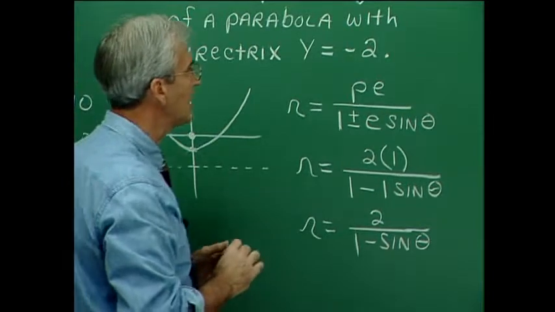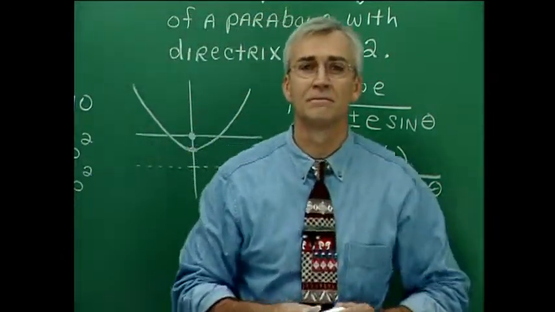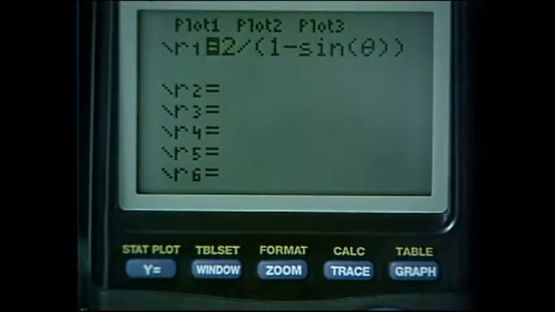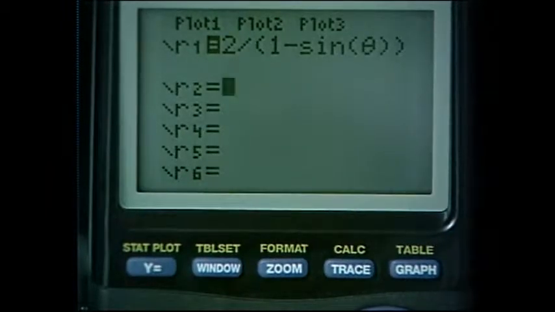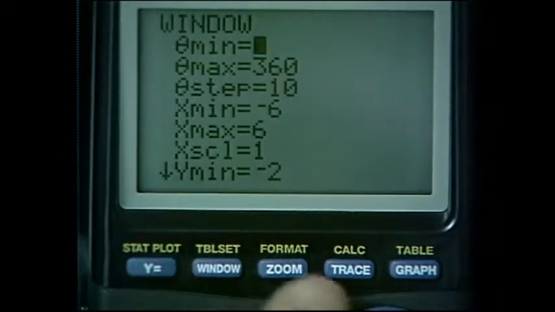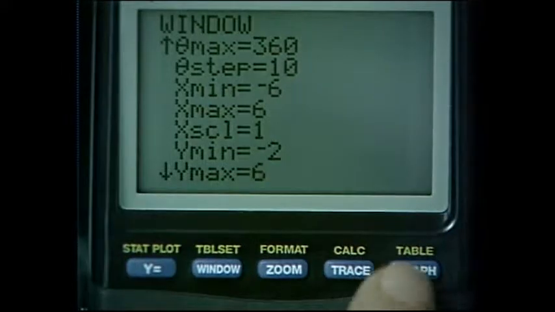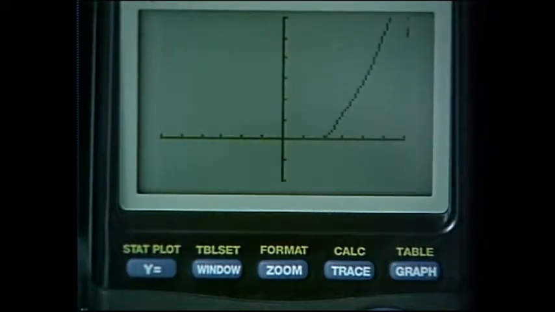Let's verify that idea using the graphing calculator. We're going to use a polar equation this time rather than changing the polar equation into parametric equations. Here's the polar equation, and let's take a peek at window settings before we go on. The theta minimum is 0, max 360 as we might expect, the x minimum -6, the x max 6. I've set a y minimum of -2 and a maximum of 6, and the graph looks like this.